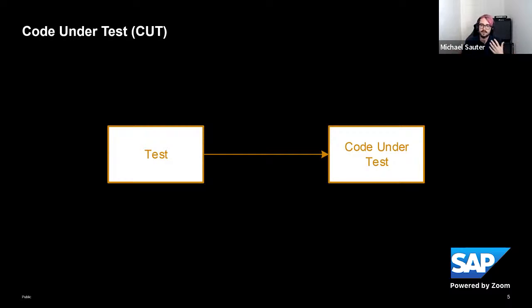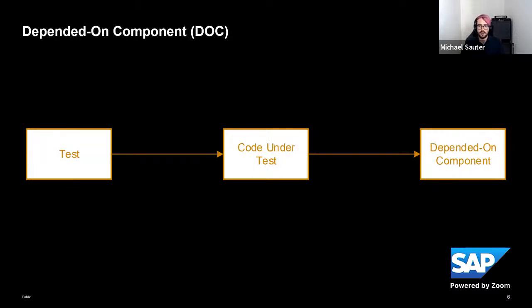But in reality, code under test isn't one thing that's just there on its own. Usually code under test has other components that are used by the code under test. These components that are used by the code under test are so-called depended-on components or DOCs. So when I talk about DOCs in the rest of the presentation, I mean components that are being used by the code under test.